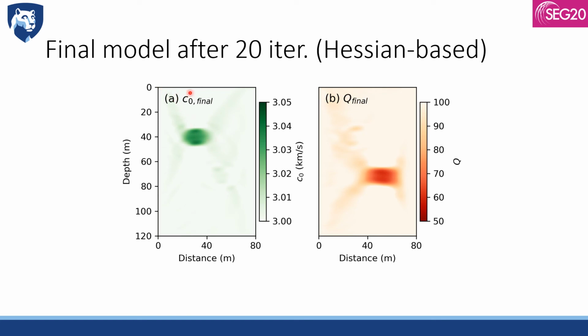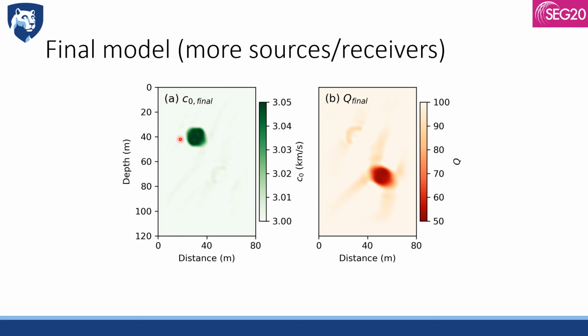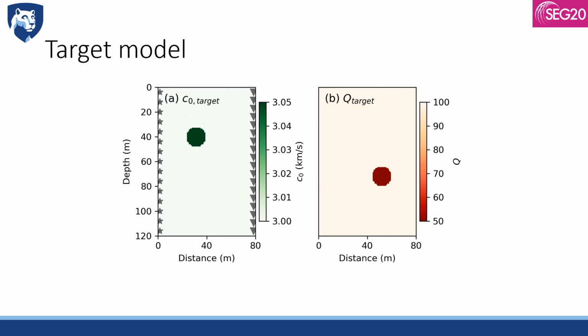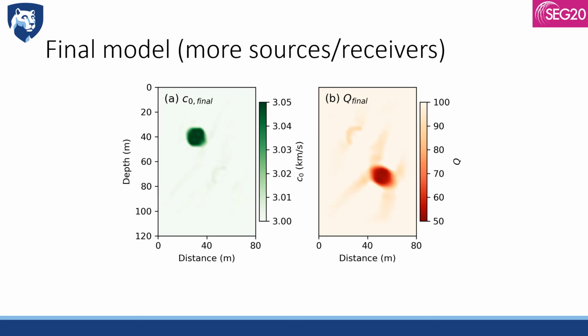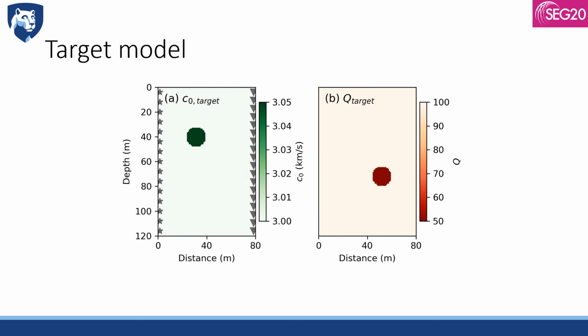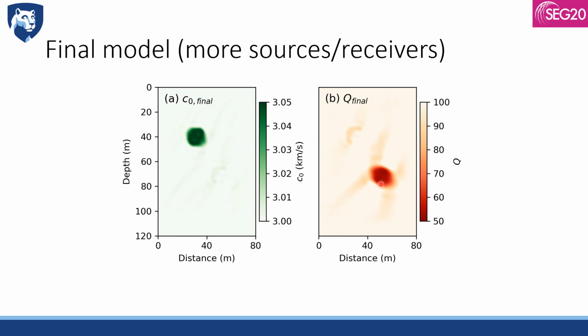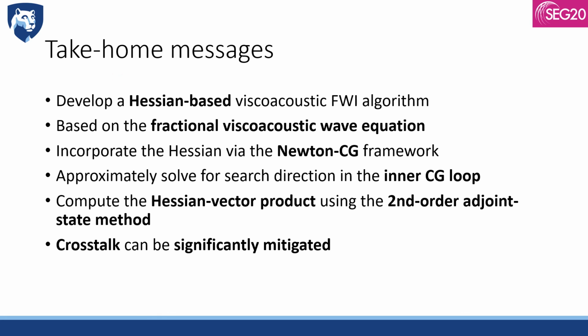If we add more sources on the top and the receivers on the bottom, this is what we got. Let's compare with the target model again. There's a little bit of directionality for the Q model, but the result looks pretty good. We have a very nice delineation for the anomaly features of both velocity and attenuation, and the crosstalk artifacts are basically gone.